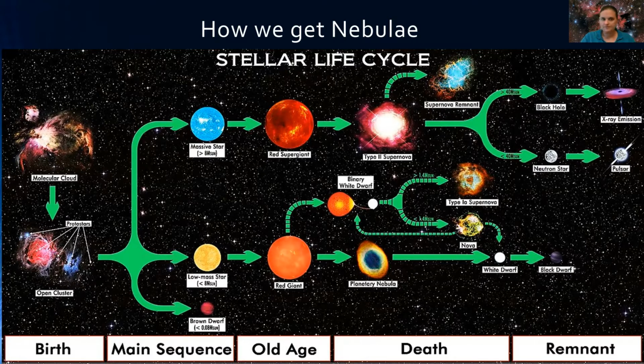Now for your high mass stars, they also go into a red giant phase, but they go into a red supergiant phase because they're much bigger and they contain more mass. And they keep fusing and fusing and fusing material. They can fuse all the material down to iron.